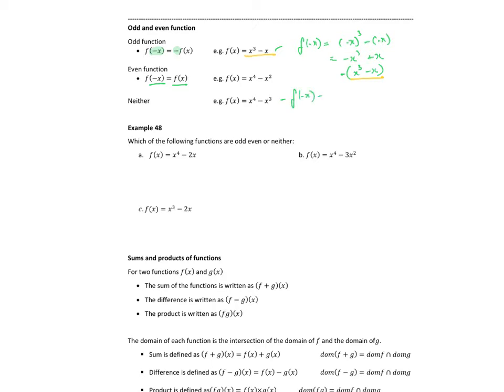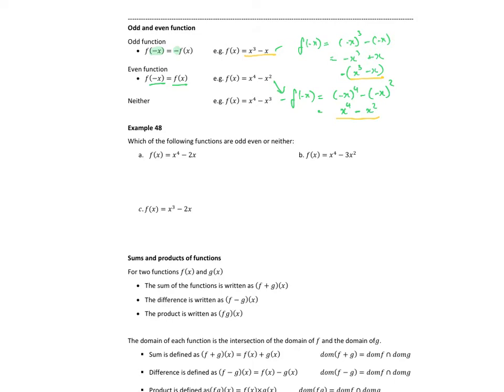So f of negative x in this instance is negative x to the 4 minus negative x squared. So we're going to go here, which is equal to x to the 4 minus, actually, isn't it? So it's minus, undo that, minus negative x squared is positive x squared. And if we check that, that's the original function back again.